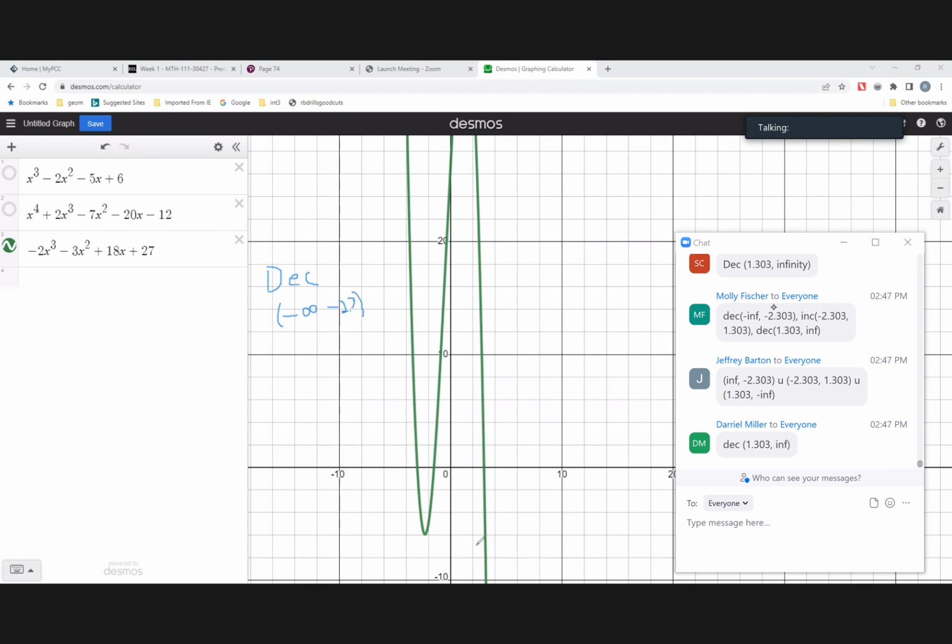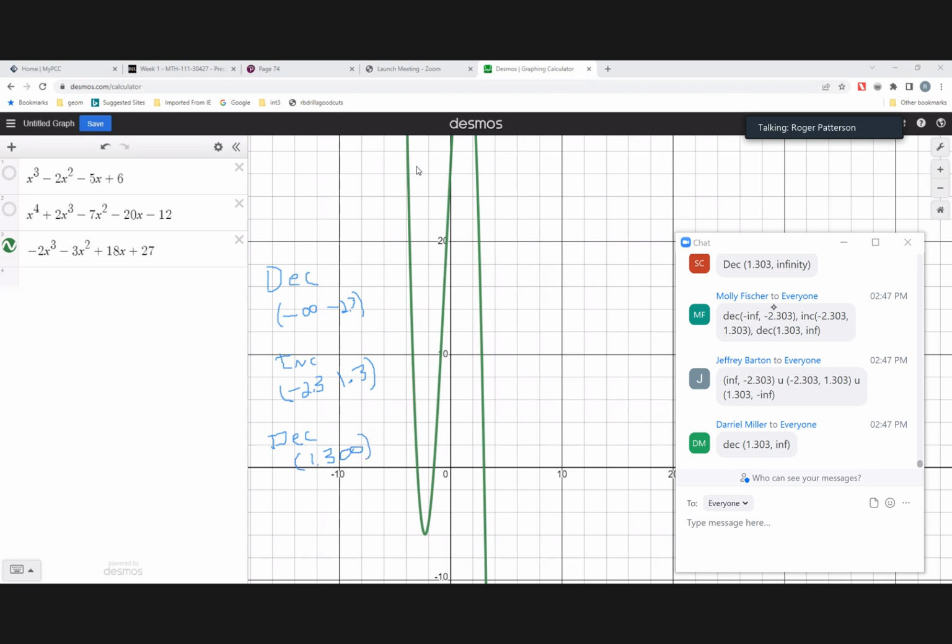Okay. Then when you hit that point, we're going to increase. Again, we're going to put that in parentheses. Again, we're only looking at the x's. We're not concerned about the y's. And 1.3. And then back to decrease again. So now we're going from 1.3 to positive infinity. All right.